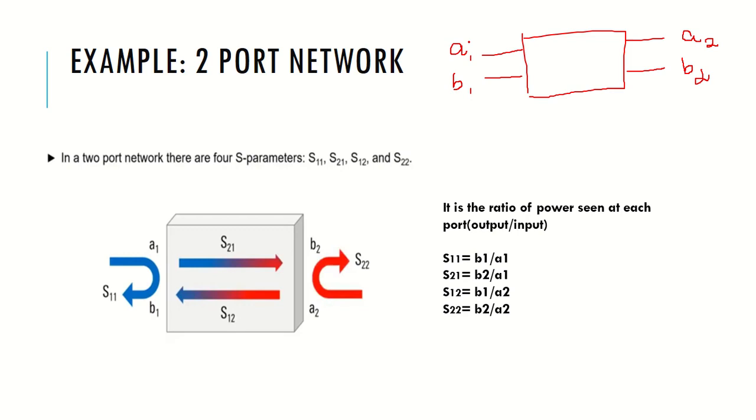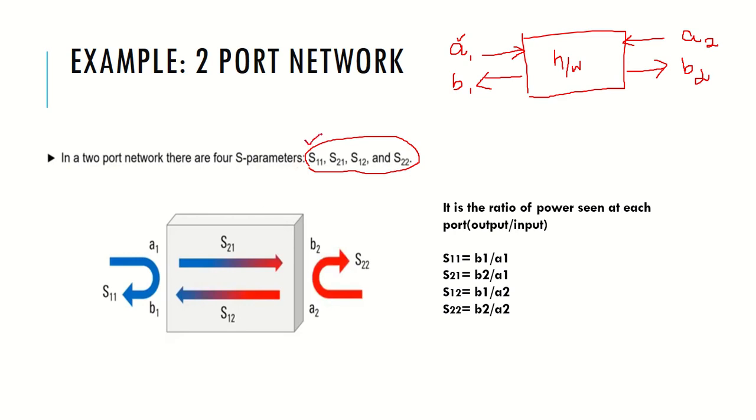Usually in two-port network analysis, A represents the incident wave, which is towards your network. A represents the incident wave and B represents the waves reflected from the particular ports. So A1 and A2 represent the incident waves at this particular network, and B1 and B2 represent the reflected waves at the two ports. Right. Now for any two-port network, four kinds of S parameters will be present. They are called S11, S21, S12 and S22. We will see one by one.